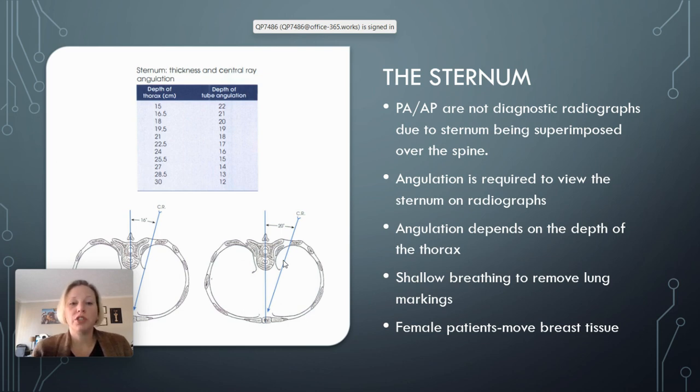The motion of shallow breathing is used to eliminate the lung markings. If motion is desired, the exposure time should be long enough to cover several phases of shallow respiration. The mA must be relatively low to achieve the desired mAs. And for your female patients who have large pendulous breasts, the breast should be drawn to the side or down below.